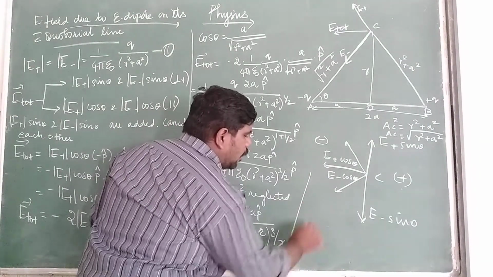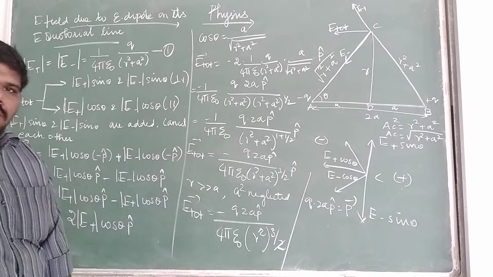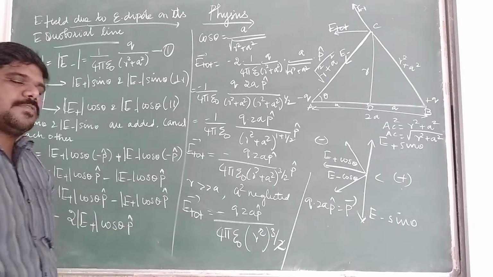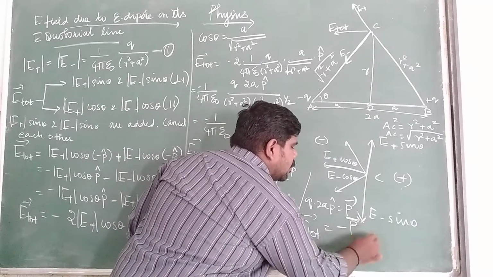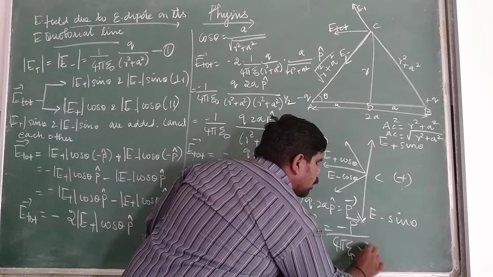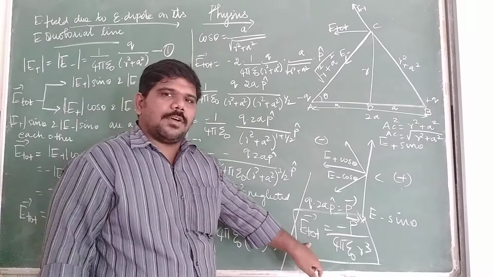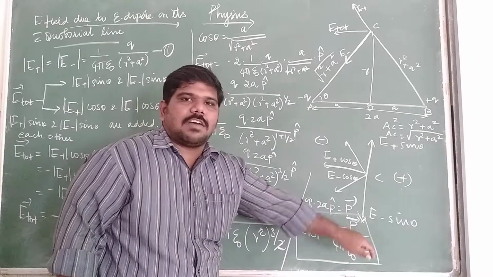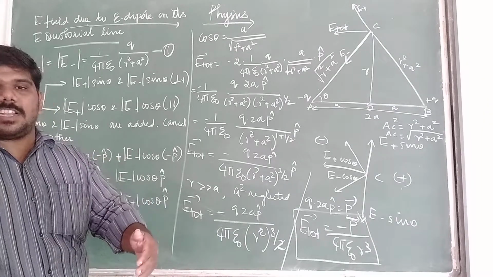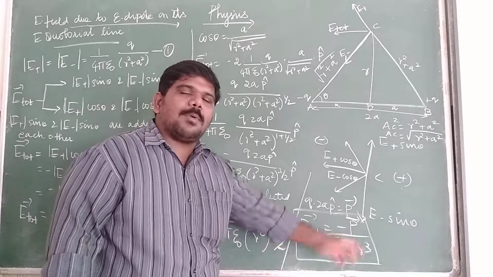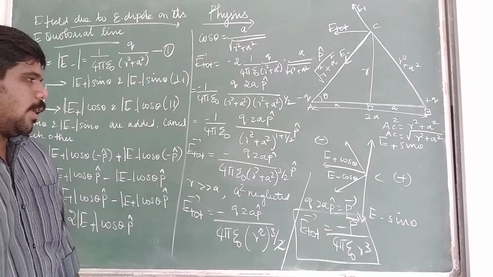And one more thing, we know that q into 2a p cap is equal to p vector. If you substitute, what do you get? The total electric field E total vector is equal to minus p vector by 4 pi epsilon 0 into R cube. Here the total electric field on the equatorial line is opposite to the direction of the dipole vector. Here it will be opposite to the direction of the dipole moment. Okay, clear? Any doubt?